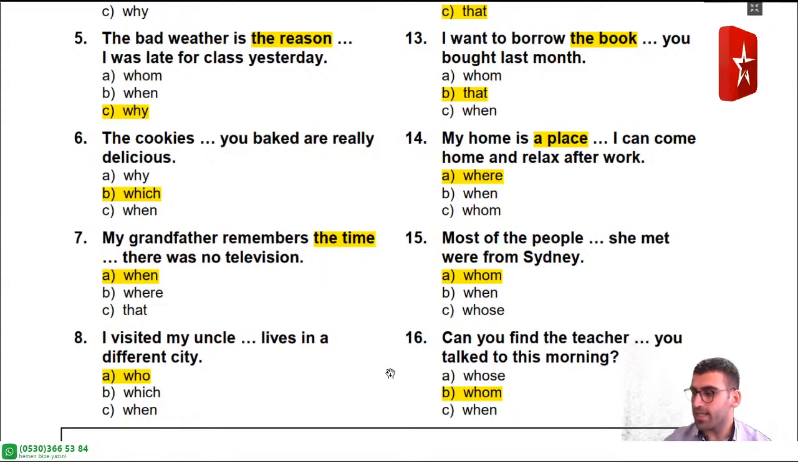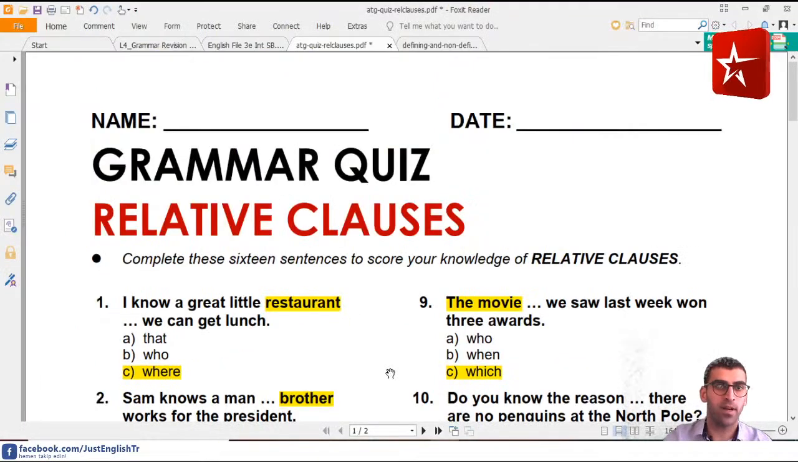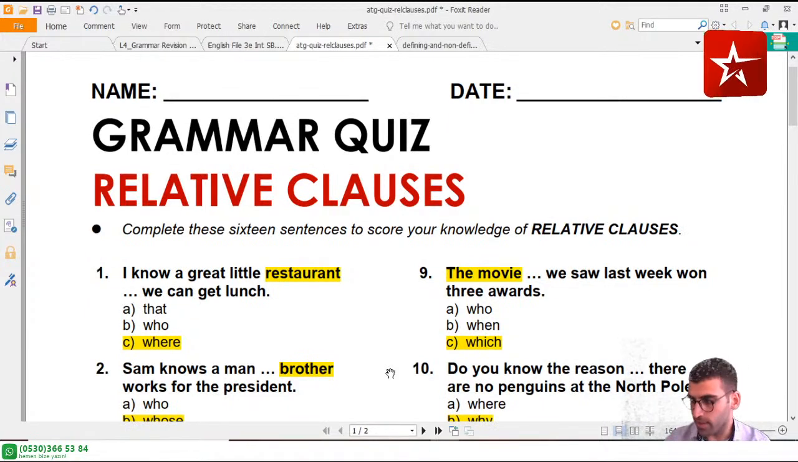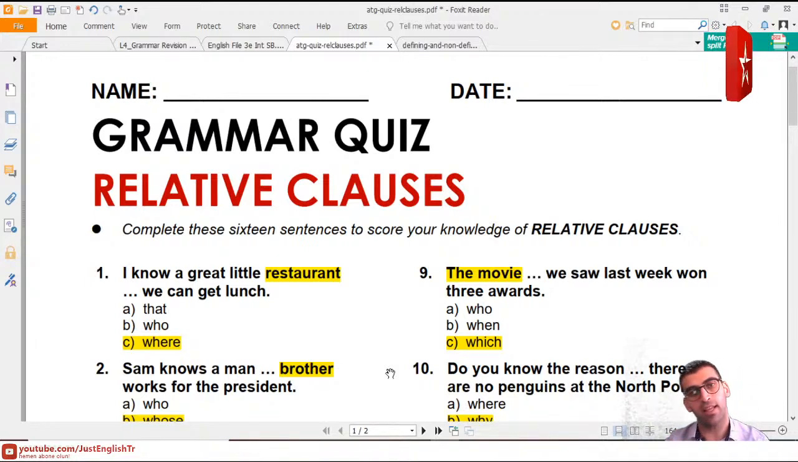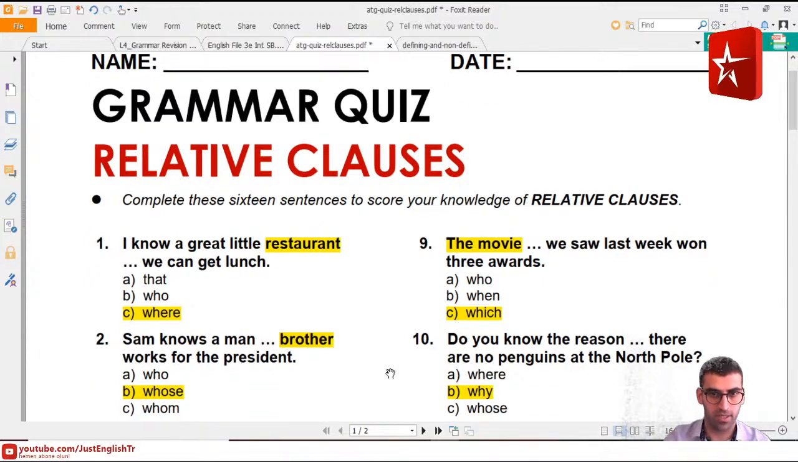And the last one thing I want to ask you. Can you write one defining and one non-defining sentence? Like, firstly, write one defining clause, and secondly, write one non-defining clause here, please.